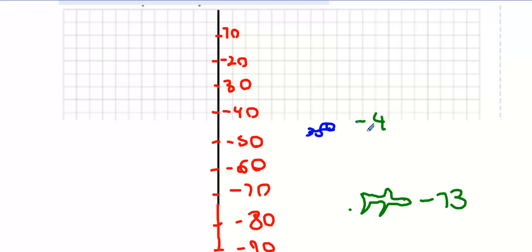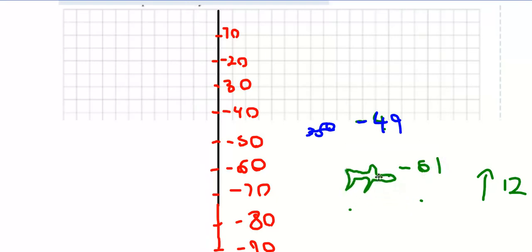Okay. Now what happens next? Just give me 1 sec. The diver rose up 16 and the shark rose up 12. So the shark is no longer at minus 73. Where's the shark now? Minus 61. So the shark is now at minus 61 because it rises up 12 meters. Now what's the gap between the two of them? What's the gap between 49 and 61? 12. So the gap is 12 meters.